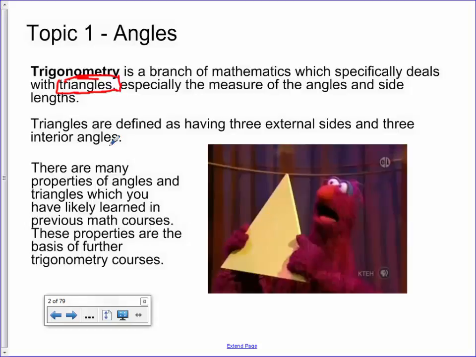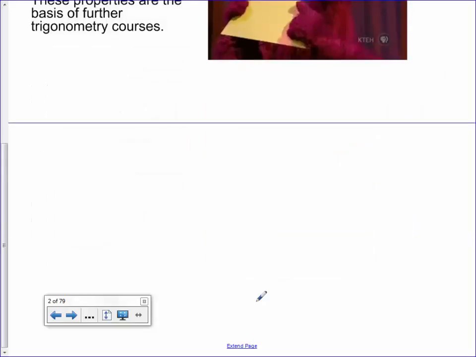Now, are there more shapes out there than triangles? Absolutely. For example, there are squares. Here's a square. Look, a square is two triangles. Does that make sense? So even a square is more than one triangle.